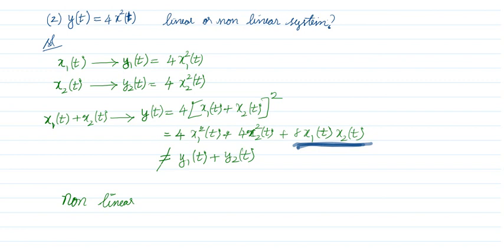Moreover, you can also see here, right? This is a non-linear relation. Square, cube, square root. Output has square terms, cube terms, square root. y of t equal to 4 into square root of x of t is also non-linear. 4 times x cube of t is also non-linear. Okay, these are all non-linear, right?